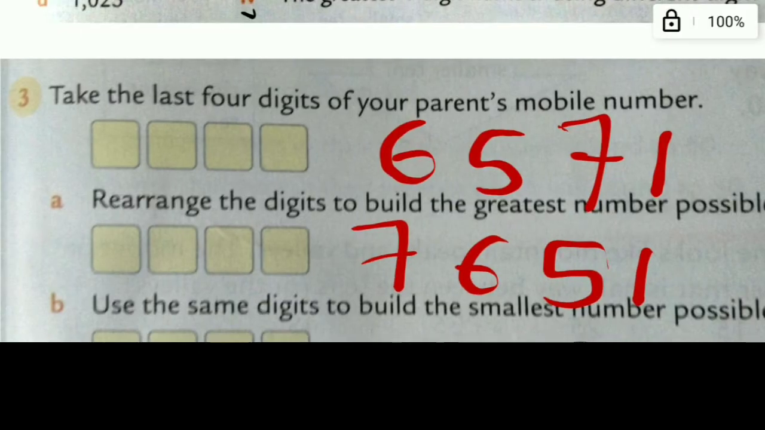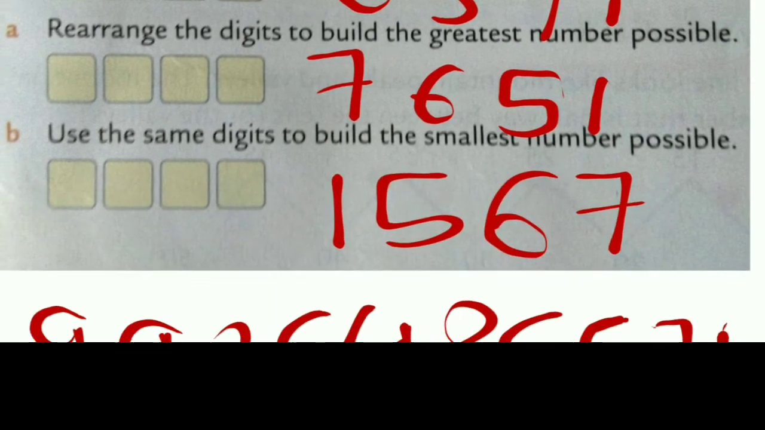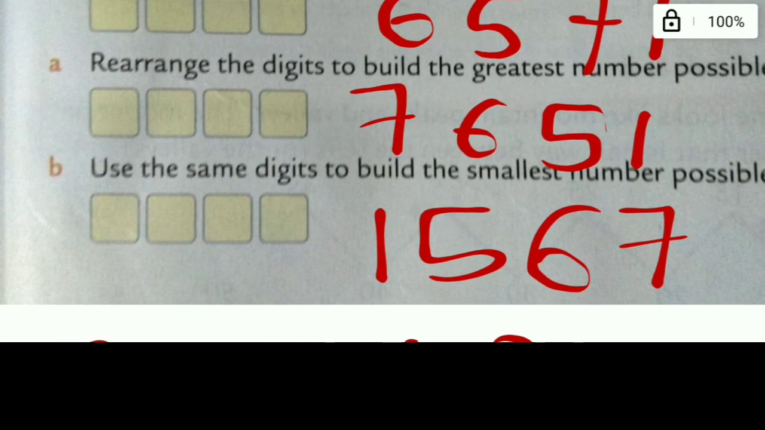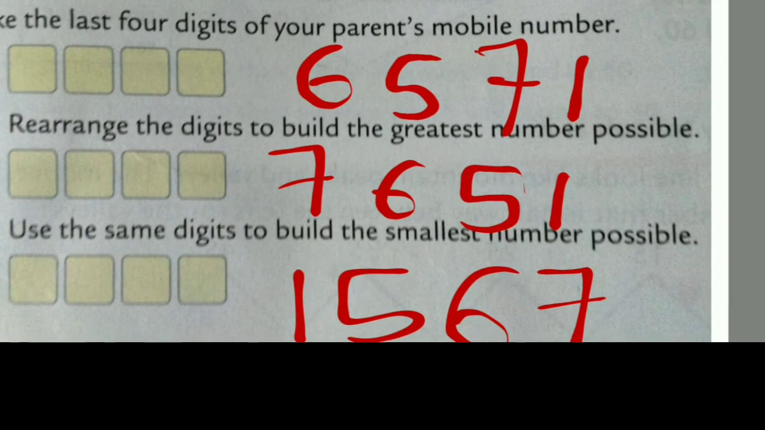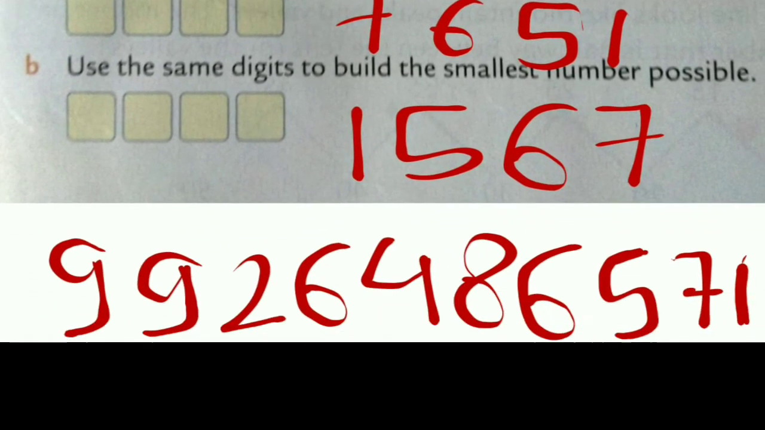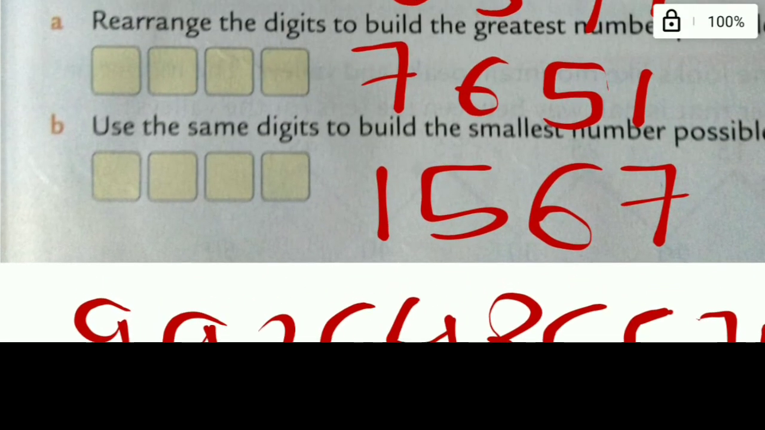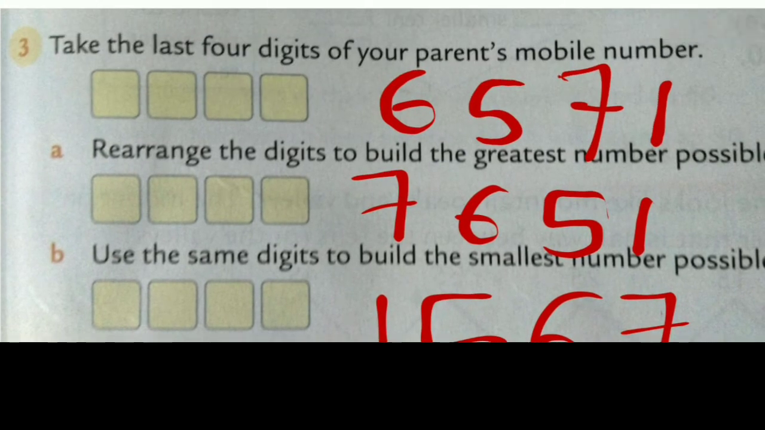Clear? Question number 3. Take the last four digits of your parents' mobile number. See, my parents' mobile number is 9926486571. Clear? In this one, the first question is I have to take the last four digit number. The last four digits are 6571. So I will write here 6571.